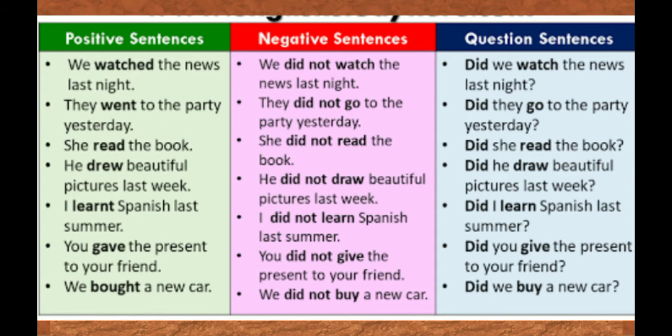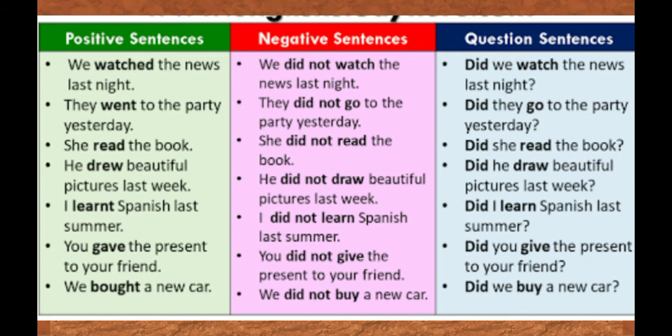Next, we bought a new car. In negative, we did not buy a new car. In interrogative, did we buy a new car? Now, students, in these sentences, there is a main verb. Right now, you are able to write the past form of the verb. And when there is did, in a negative or interrogative sentence, you are using the base form of the verb.